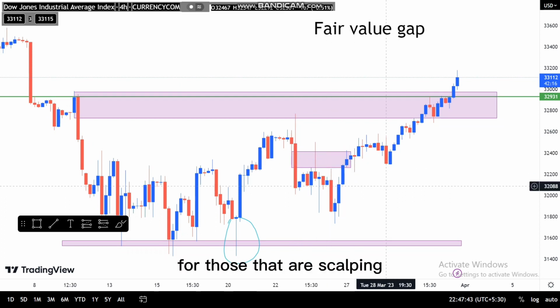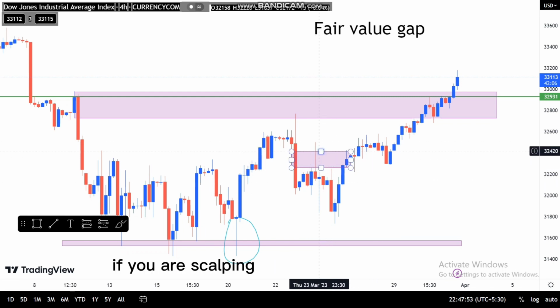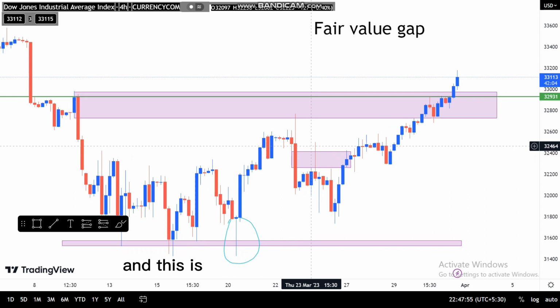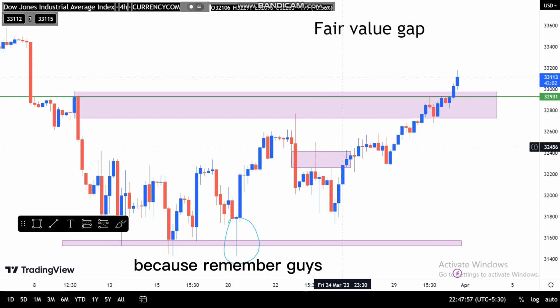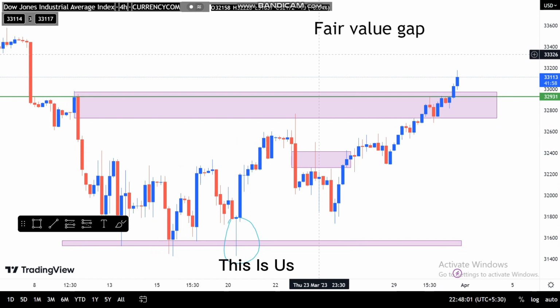For those that like scalping in the market, this would be a nice scalp up. You see, price pushes into the zone after here, then it pulls back. So this would be a nice buy scalp. If you're scalping, this would be a nice buy, and this is a crazy number of pips, because remember, guys, this is US 30. This is US 30.